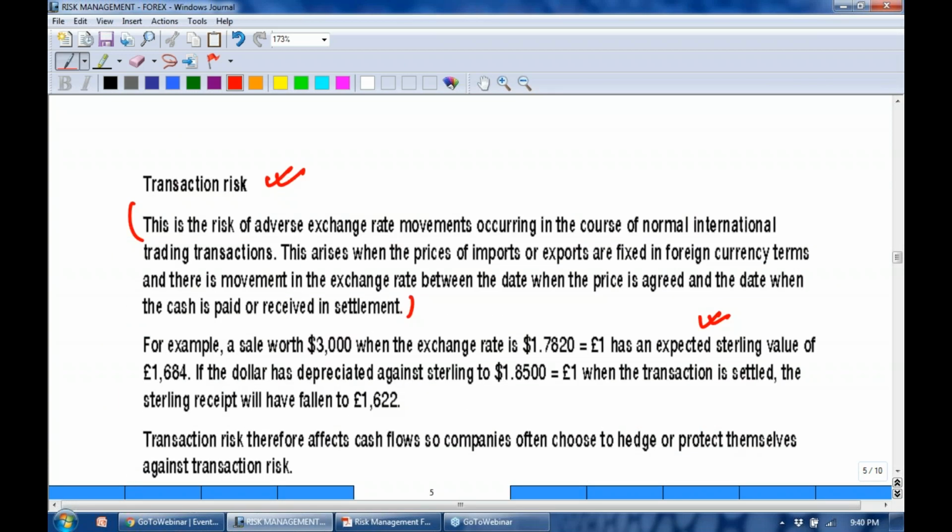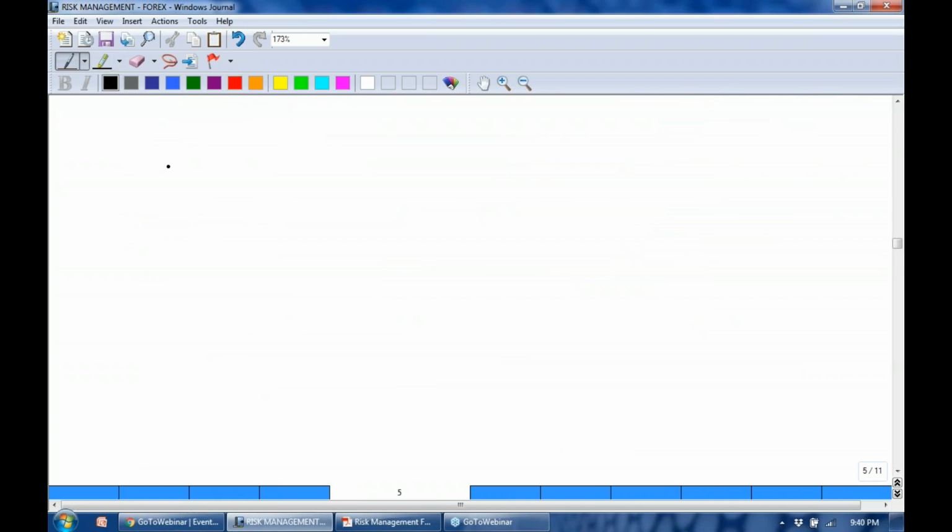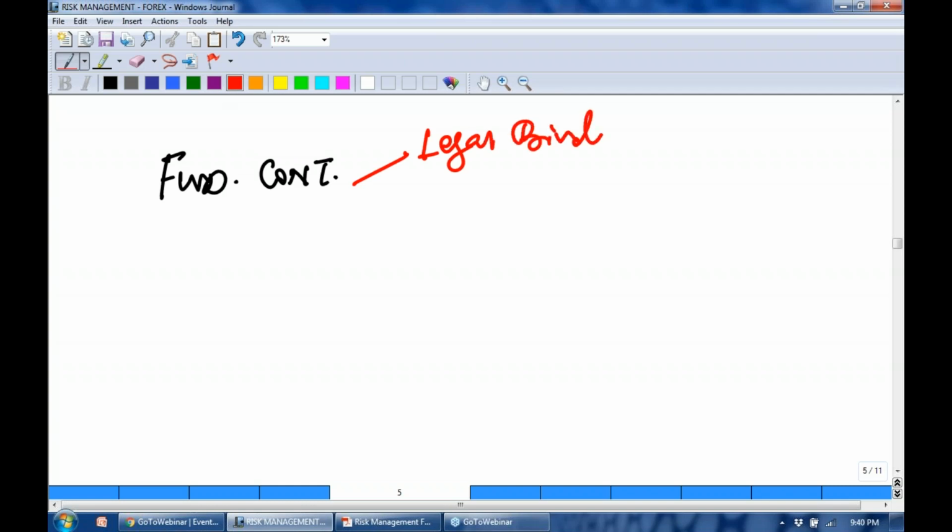Candidates, some important things you need to know. Number one, forward contract is a legal binding contract. The contract is legal. Number two, it means in case of gain, the bank needs to settle me. I will gain it. I will receive the amount through gain. In the case of loss, forward contract, I have to settle it. It's a legal binding contract.